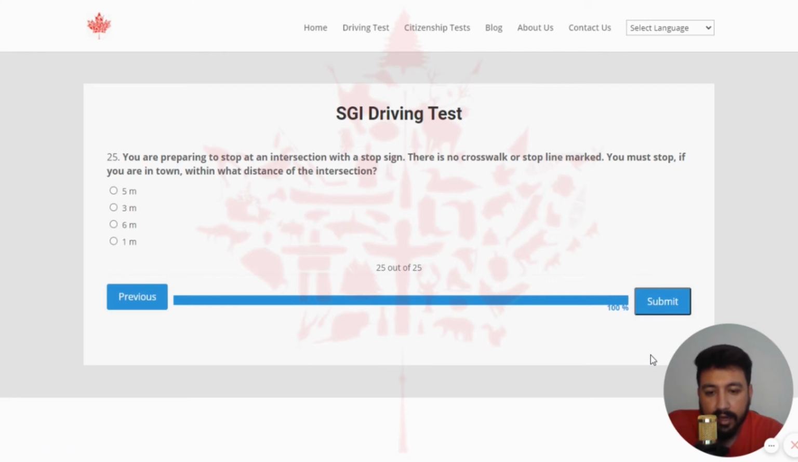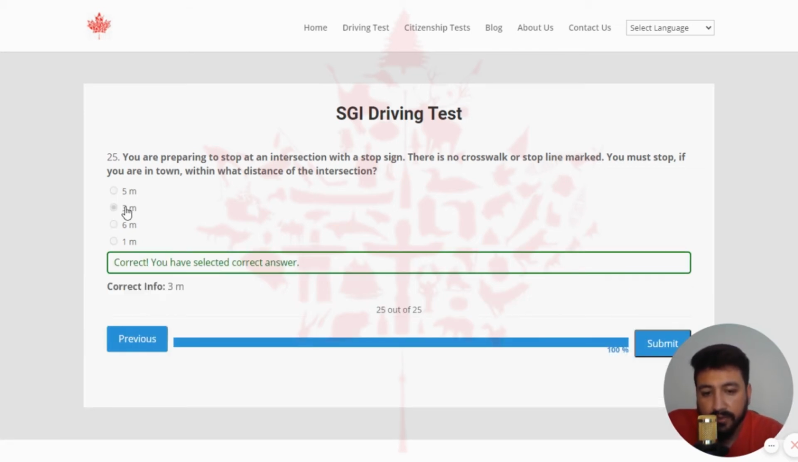Next. And the last question of quiz number 2 is you are preparing to stop at an intersection with a stop sign. There is no crosswalk or stop line marked. You must stop if you are in town within what distance of the intersection? The right answer of last question is 3 meters. So I'm going to click on the second option. This is the correct one, and this is the end of quiz number 2.